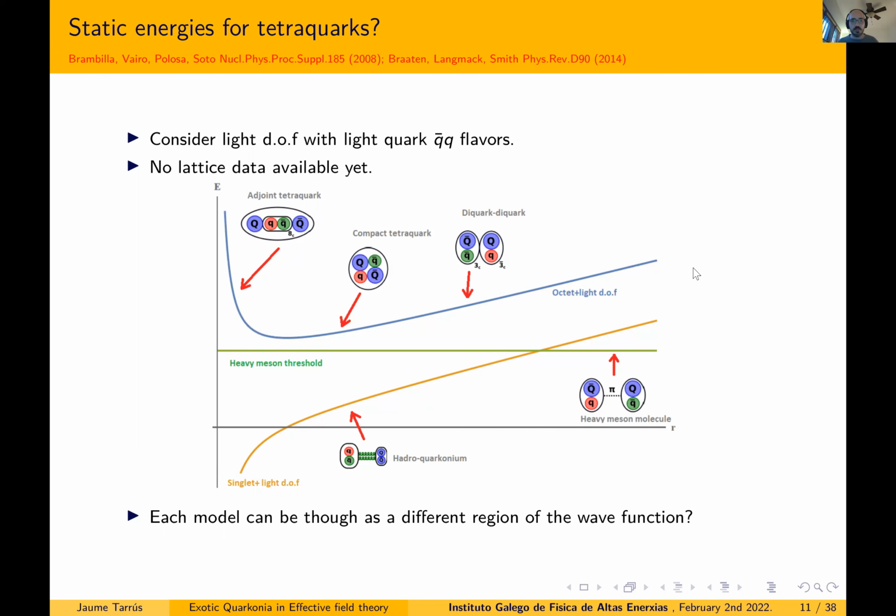Okay, and what is nice about this picture is that different models that I showed you before could be interpreted as different states living on top of these static energies.